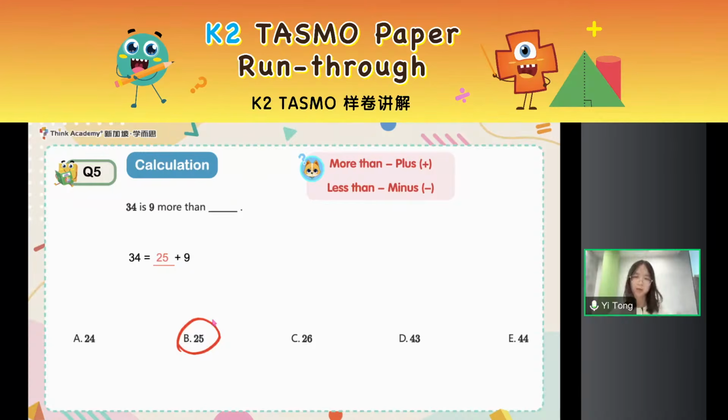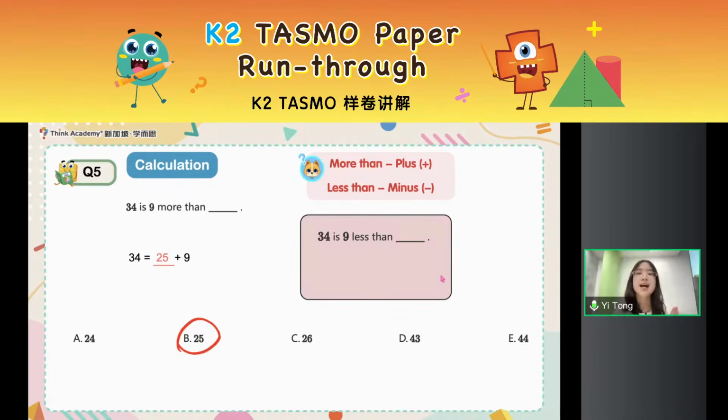Now, I'm going to change the question a bit to test your smart brains. Now, I'm going to change the question to 34 is 9 less than what number? Can you write down the equation on your paper? I'm going to give you some time. And type in the chat to tell me if you got the correct equation. Yes, I'm going to wait for you for 30 more seconds. Who is the first one? All right.